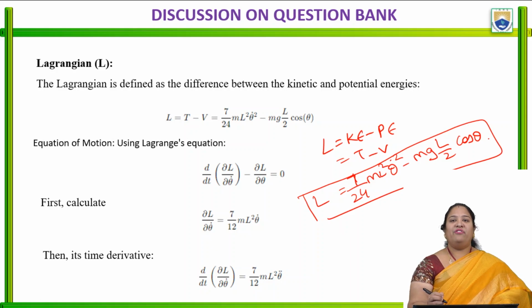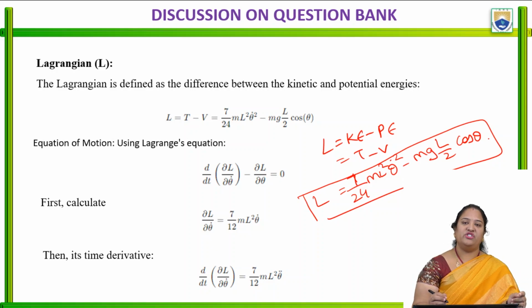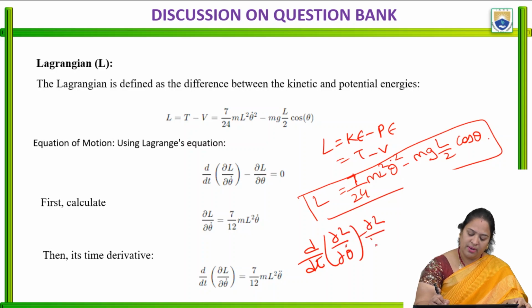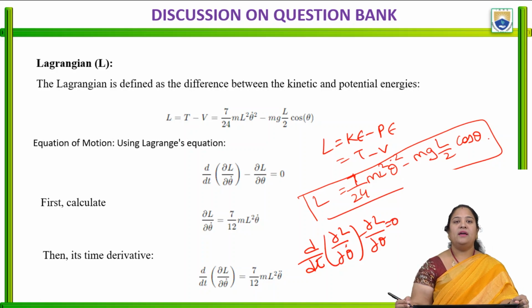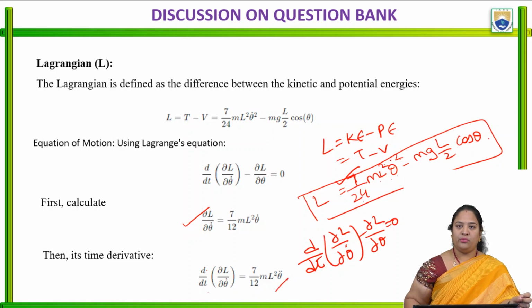Now, we need to obtain the equation of motion from the Lagrangian. We write d/dt of ∂L/∂θ̇ minus ∂L/∂θ is equal to 0. So what is ∂L/∂θ̇? It is from the 7/24 mL²θ̇² term. So d/dt of ∂L/∂θ̇ is equal to 7/12 mL² θ̈.